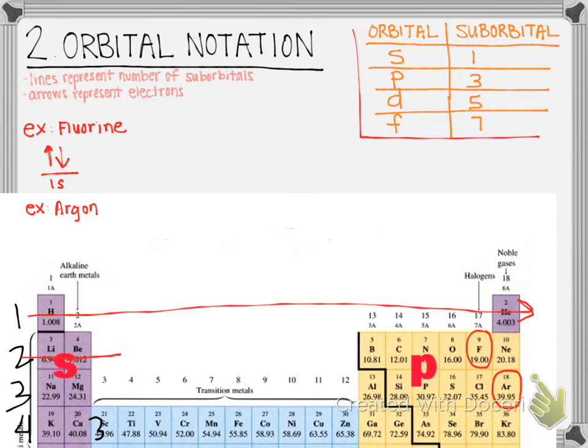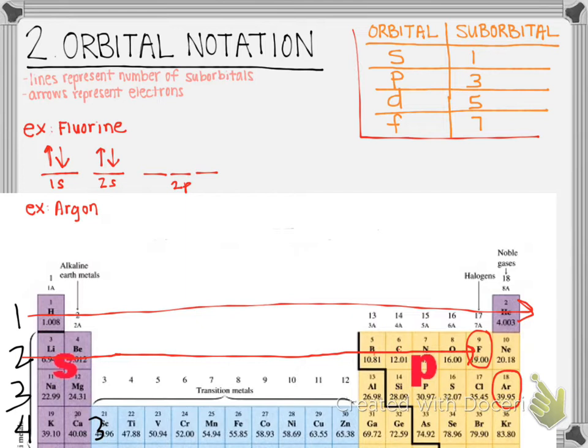So we're going to draw a line for 2s. And again, you go through 2 elements, so 2 arrows. We're going to keep going. And now you're going through 2p. Okay, so 2p, p can have 3 suborbitals, so the 2p section is going to have 3 lines. So this is your 2p. And you go through 1, 2, 3, 4, 5 to get to fluorine.